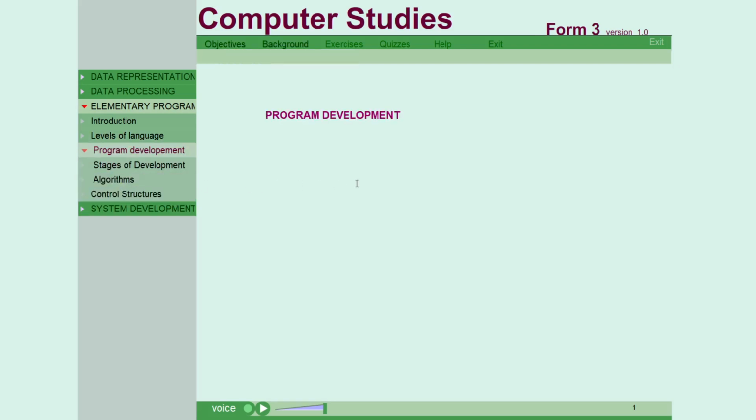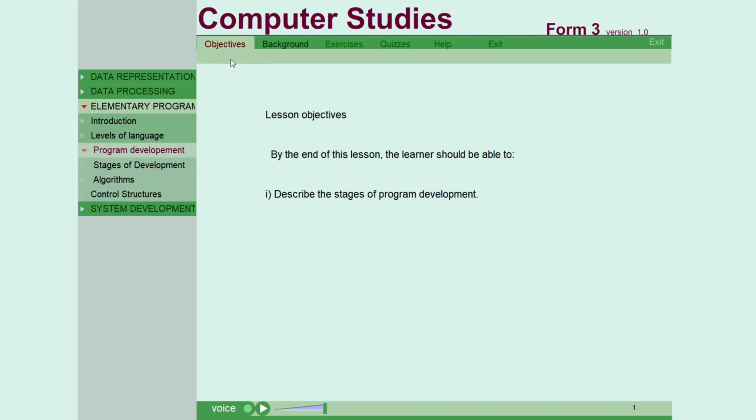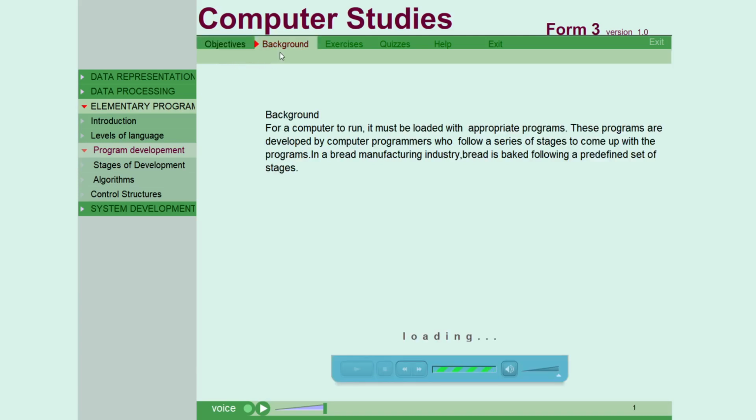Program development. Objectives. By the end of this lesson, the learner should be able to describe the stages of program development. Background. For a computer to run, it must be loaded with appropriate programs. These programs are developed by computer programmers who follow a series of stages to come up with the programs.